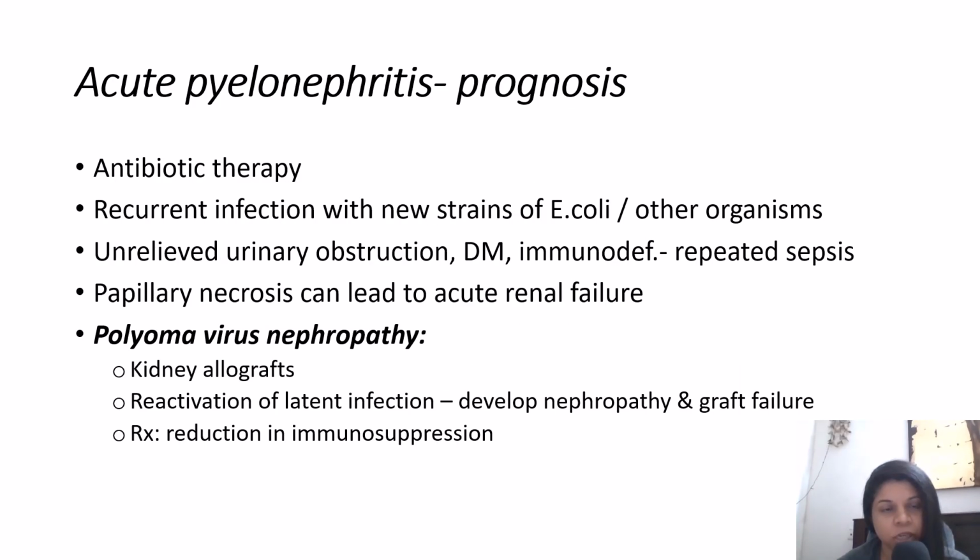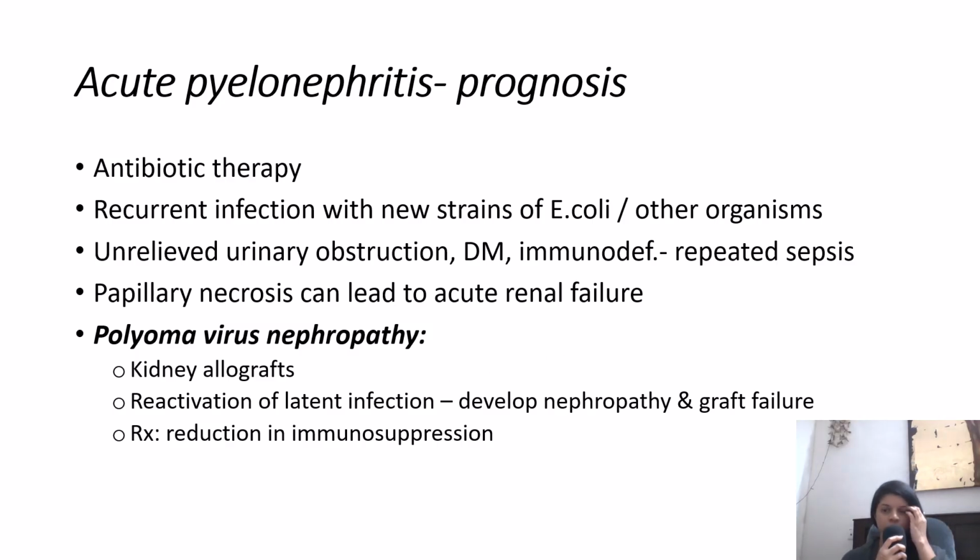Prognosis wise, if it is an infection, you have to give antibiotic therapy. If there is recurrent infection, you have to check for the cause. If there is obstruction like stones or some valvular issue, or the patient has diabetes or immunodeficiency, this will happen again and again. So just by treating pyelonephritis, it is not going to be solved. You should treat the underlying cause also. So if the patient has recurrent or non-resolving pyelonephritis, check for the causes of the infection. And papillary necrosis, if not treated, can go into acute renal failure.